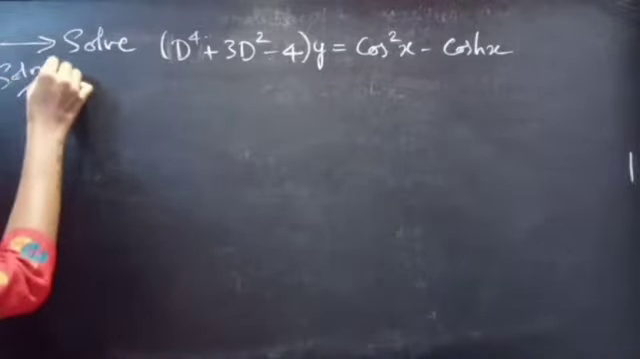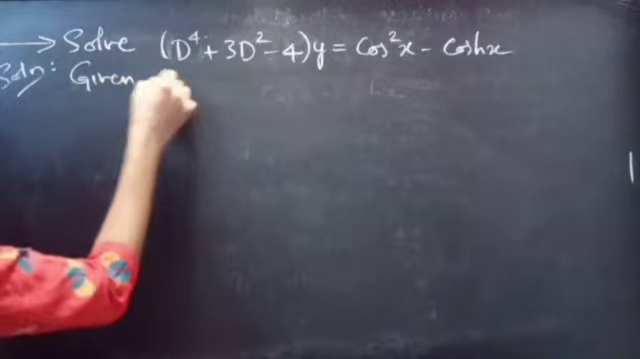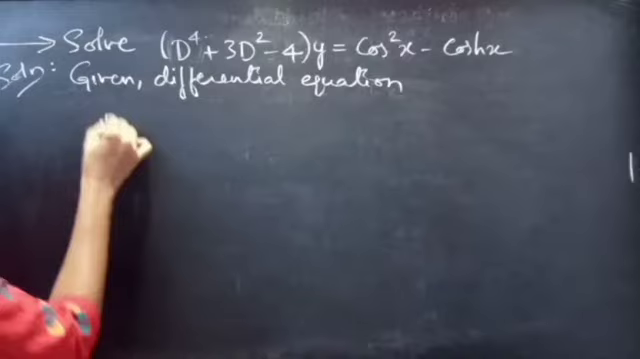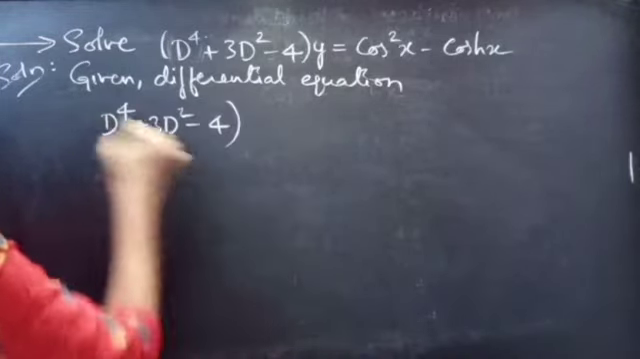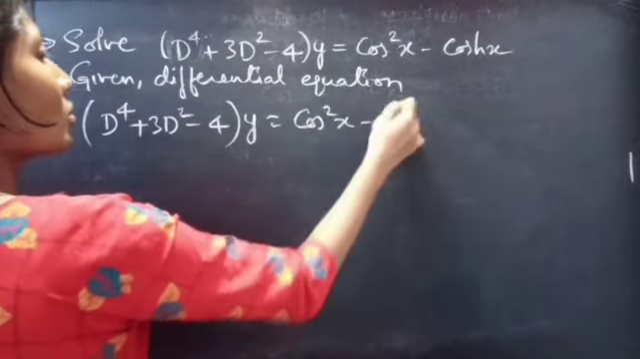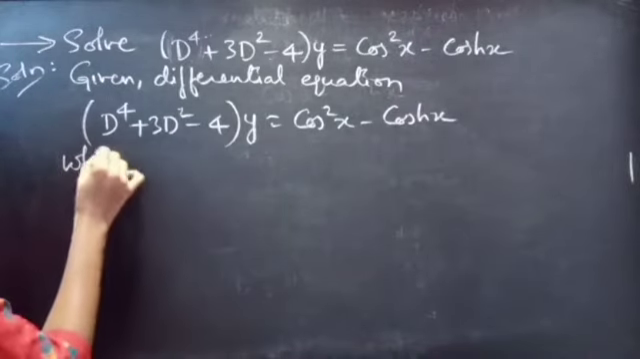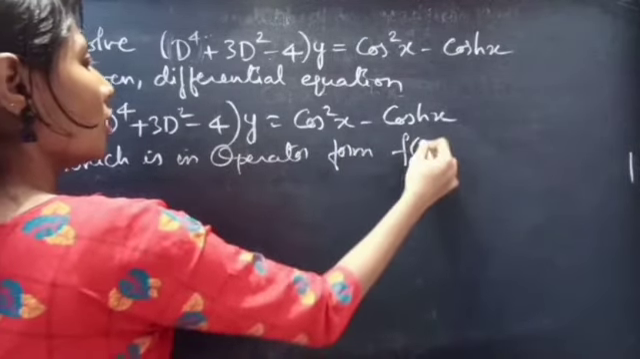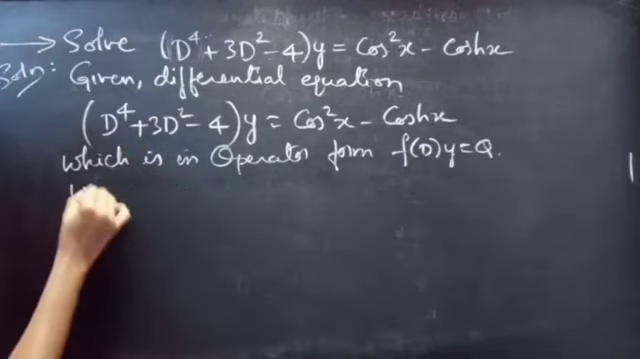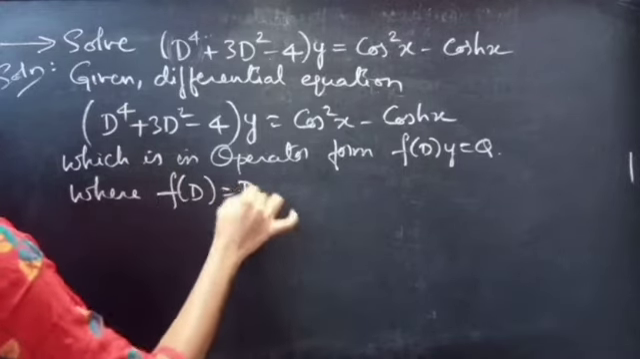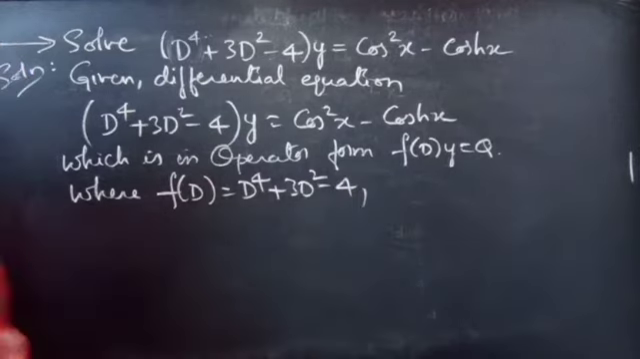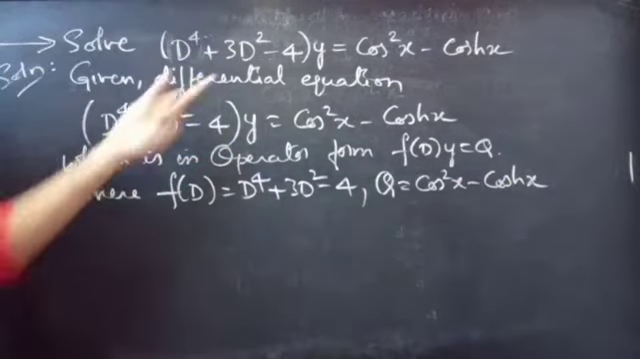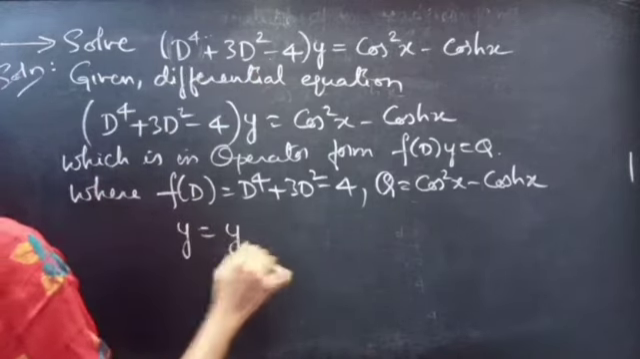Now coming to the problem. Given differential equation (D^4 + 3D^2 - 4) y = cos^2 x - cosh x, which is in operator form F(D) y = Q, where F(D) = D^4 + 3D^2 - 4, and Q = cos^2 x - cosh x. Now we need to find the general solution to the given equation, which is given by y = yc + yp.